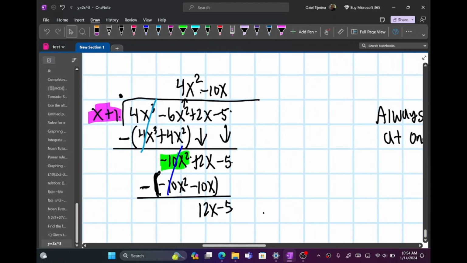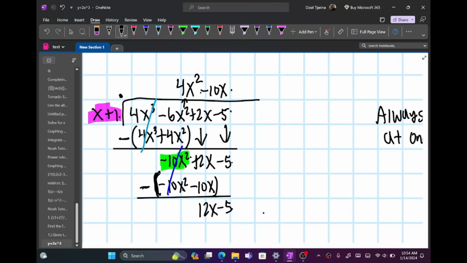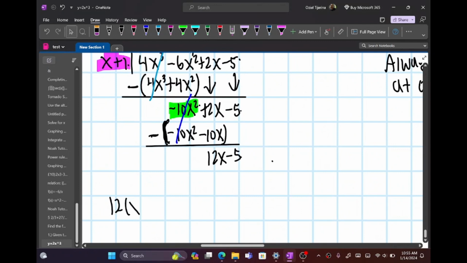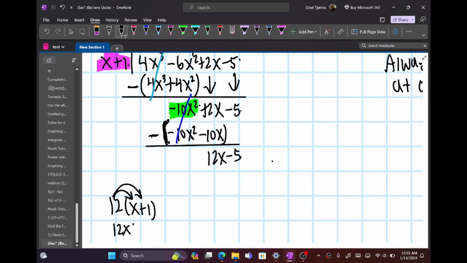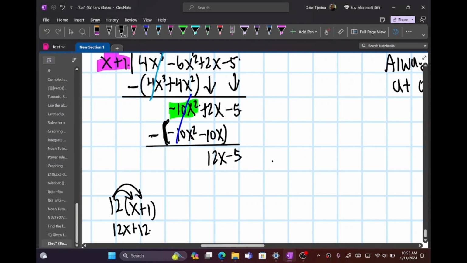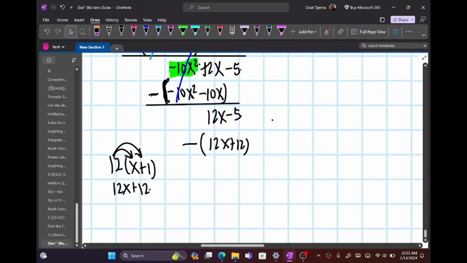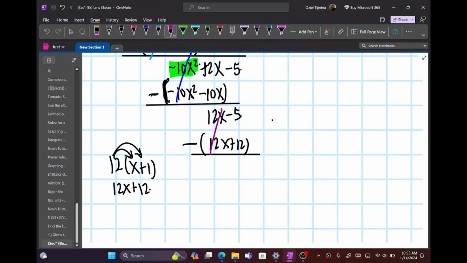Now, one more thing. We're going to do the plus 12. So now, you're going to say plus 12 like this. And then, when you multiply the 12 times x plus 1, this is going to give you 12x plus 12. So then you're going to say minus parentheses 12x plus 12. And then finally, just one more thing. The 12x will cancel out. So like I said, every time we're canceling out the leading term.